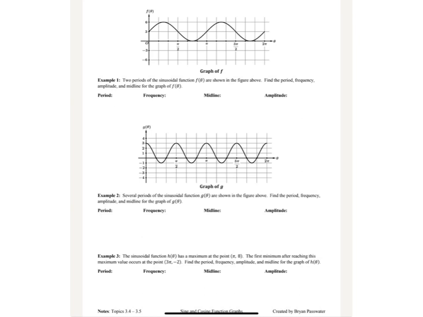Okay, so looking at this picture, how long does it take to complete one cycle? Remember that we can measure period from crest to crest, from trough to trough, or from the same point to the same point. And if I do that, I go from 0 to pi. Frequency is 1 over the period. So your frequency here is 1 over pi.